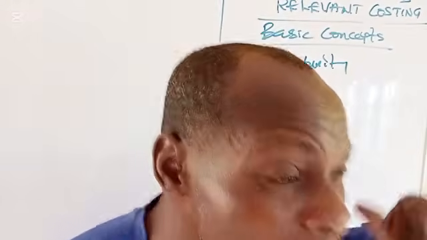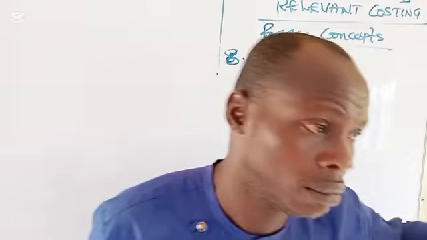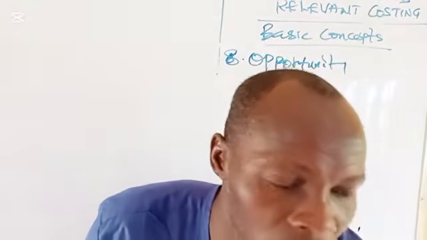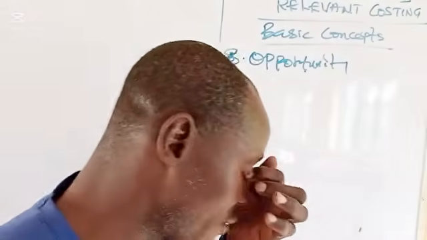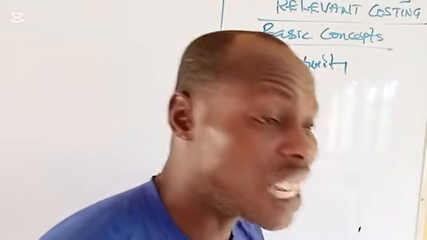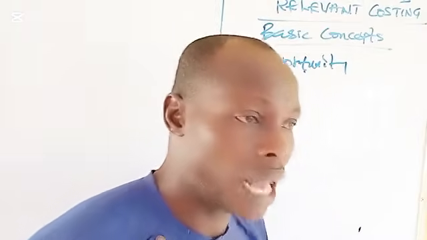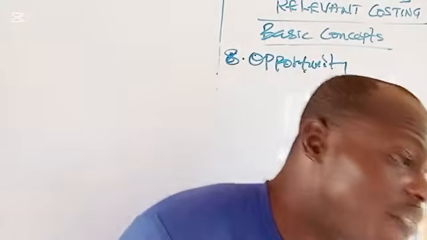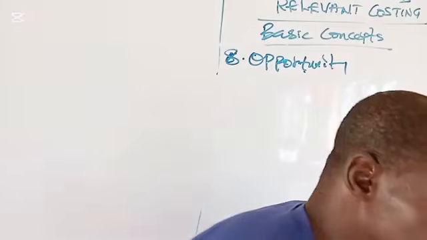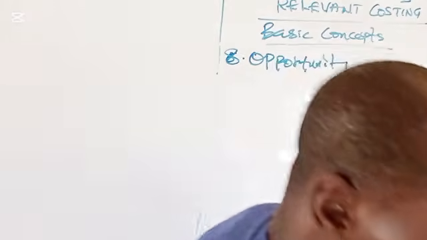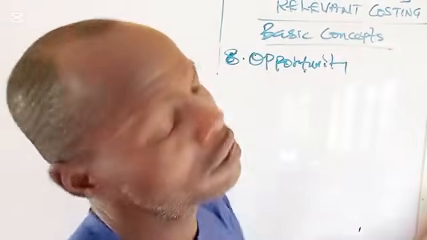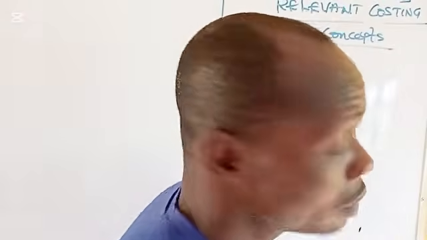So, opportunity cost is the value of benefits sacrificed in expense of others. The value of benefits sacrificed in expense of others. That is opportunity cost. The value of benefits sacrificed in expense of others. That is opportunity cost. You go for one, you neglect the other.